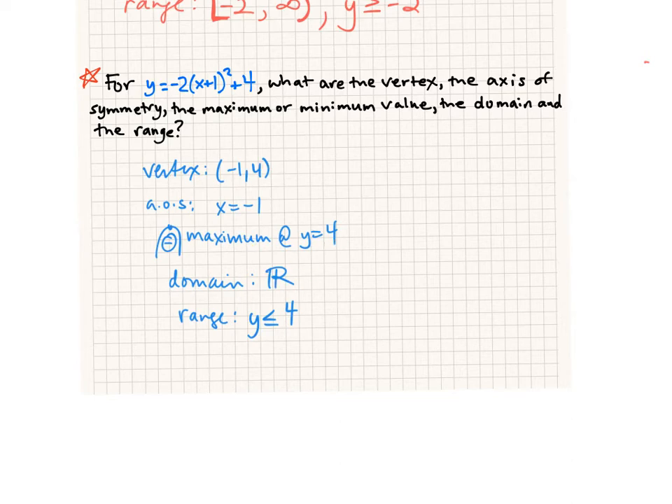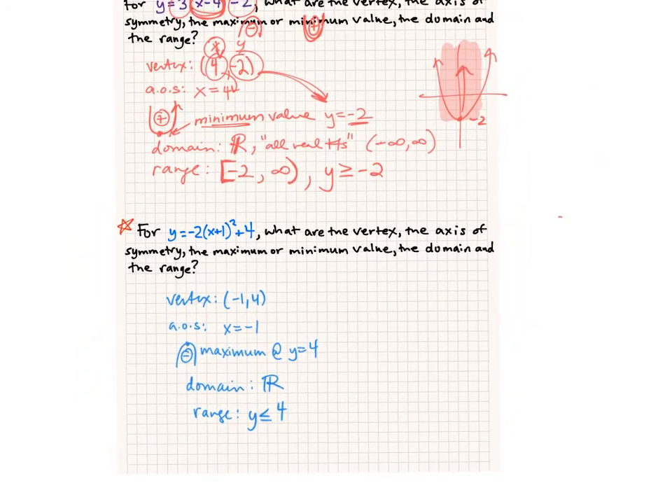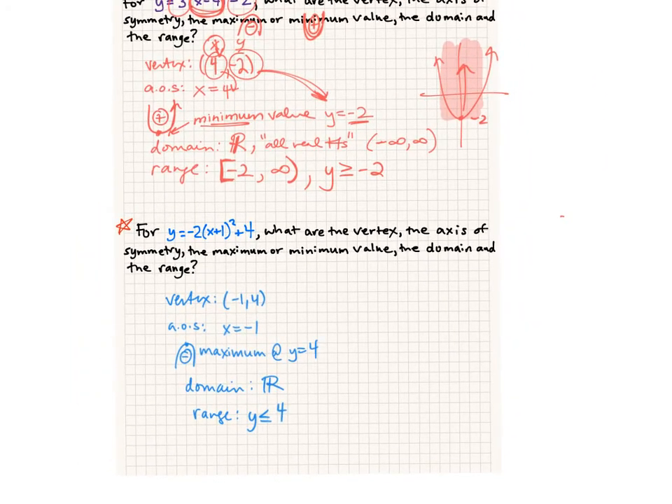Domain, always all real numbers. That means any x you can plug in and get an answer. And then the range is always going to be this number here, the maximum or the minimum. If it's a maximum, y is less than or equal to 4. If it's a minimum, it would be greater than or equal to 4, like this one up here. Make sure you take your time on these ones in practice.